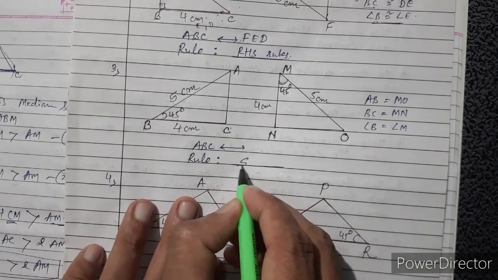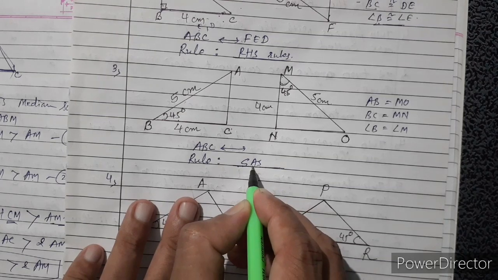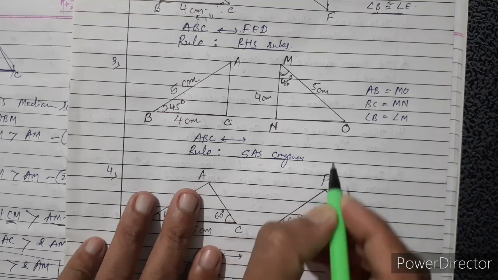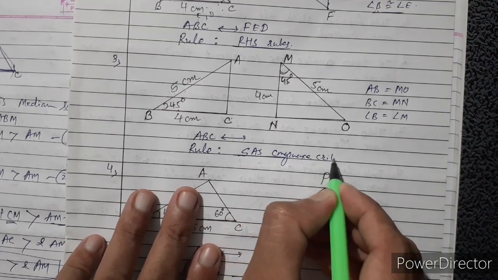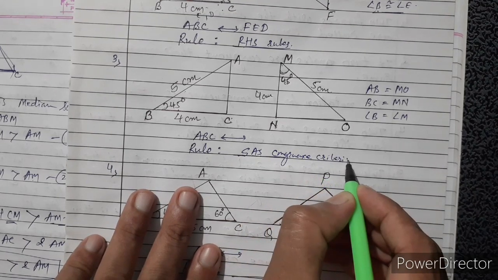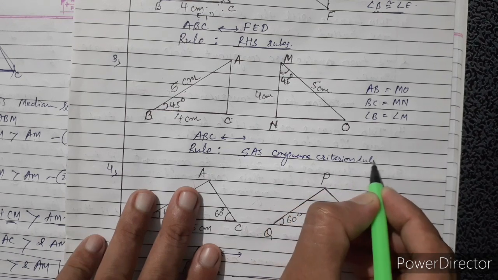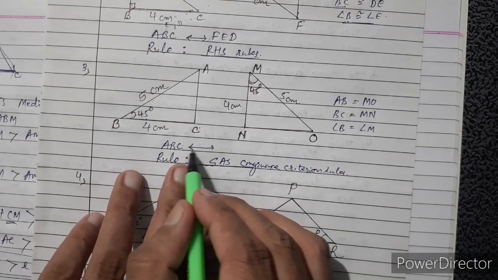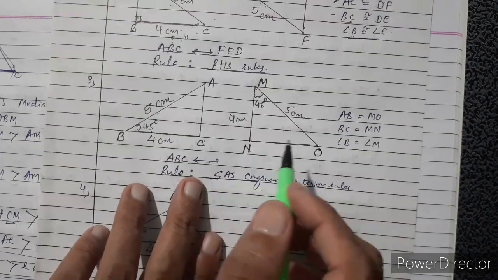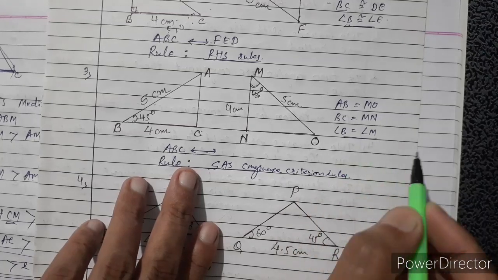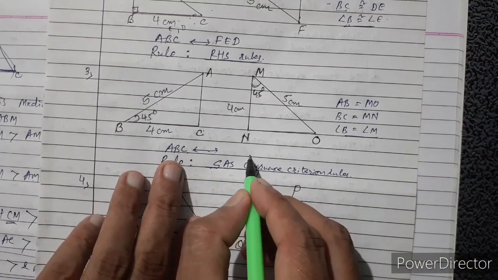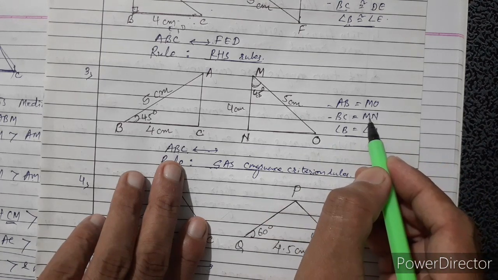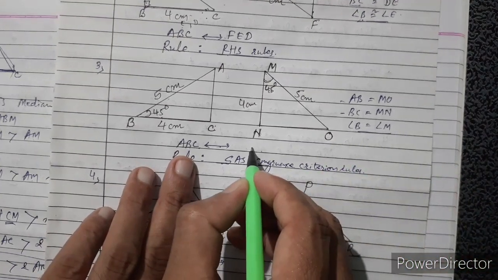So according to SAS, two sides and included angle, so SAS congruence criterion rules. Okay, according to that they are congruent. Now ABC corresponding to, look here, B with M. So at middle B with M is there, and in both, B is common. Same here, M is common. Okay, so at middle M is there.